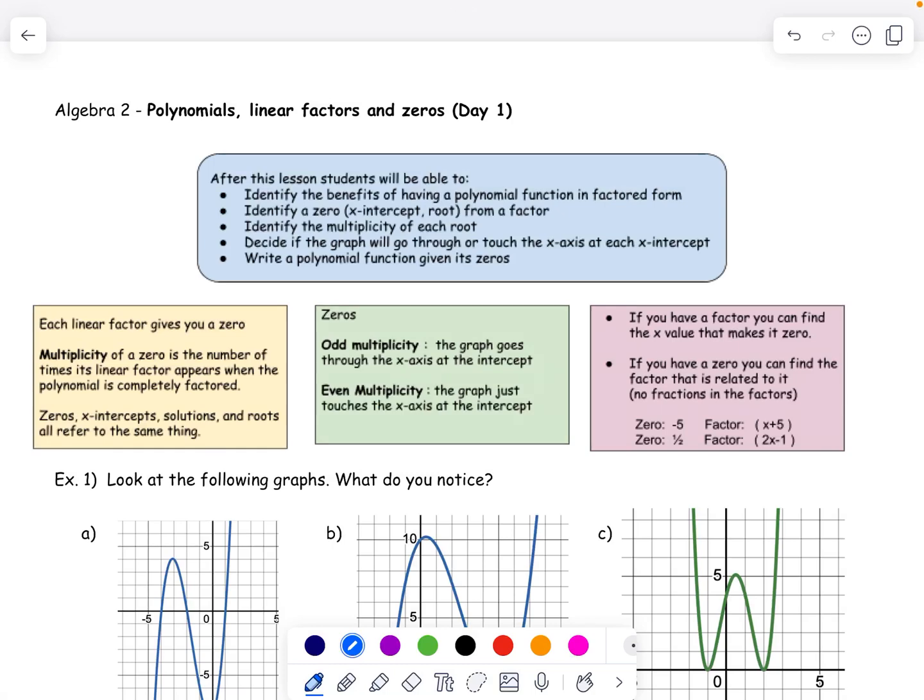Hello guys, we are going to talk about polynomials, linear factors, and zeros. We want to make sure that we understand that zero, x-intercept, and roots all come from a factor. Also, we want to be able to identify multiplicity and decide whether the graph goes through or touches. And when I say go through, I also mean cross, so I might use both of those words. And then we want to write a polynomial function if we were given zeros, okay?